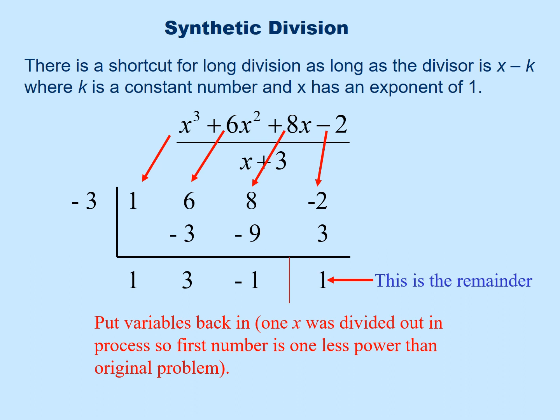So what's the highest exponent in the dividend? It's 3, right? So the highest exponent in the dividend is 3. So what is 3 minus 1? That's 2. So meaning to say, the highest exponent of your quotient must be 2. Why? Because it has to be 1 less power than the dividend.